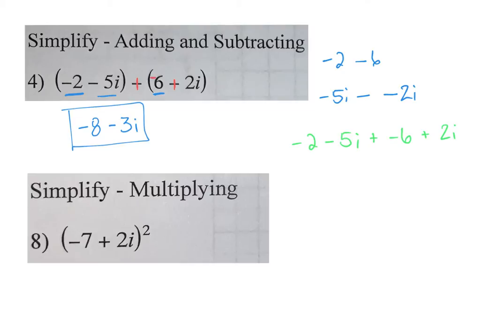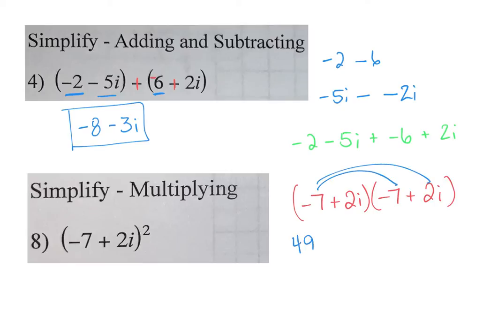If you see something that looks like this problem right here, it just means multiply it by itself. So you're going to say -7 plus 2i times -7 plus 2i. This is where you're going to distribute. So we're going to say -7 times -7, -7 times 2i, 2i times -7, and 2i times 2i. This is also where you will get an i squared, which you need to simplify.